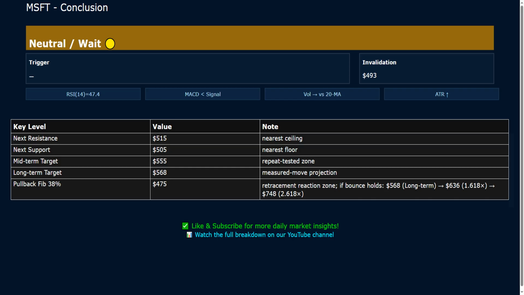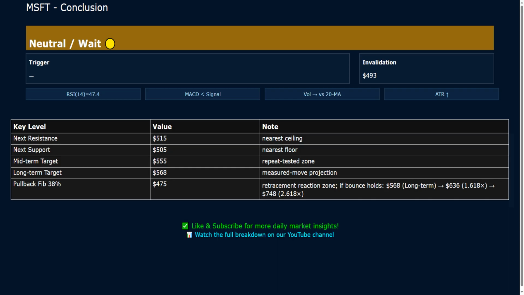RSI is hovering around 47.4, while MACD is below its signal line, which hints at cooling pressure in the current swing. In terms of activity, volume is close to its 20-day average, and volatility, measured by ATR, is starting to expand. Together, these shape the energy behind the next potential move. The main level to keep on the radar is around $555. If price manages to close above $555 and MACD confirms the move, this could unlock a continuation-type setup. On the defensive side, the key invalidation area is near 493, where this setup would start to lose its reliability.